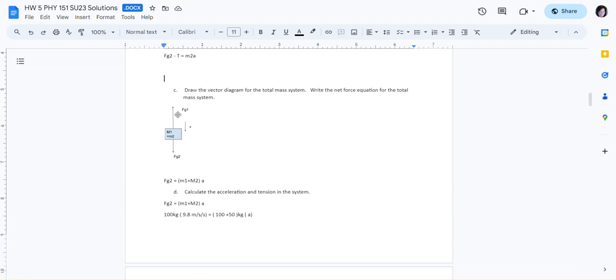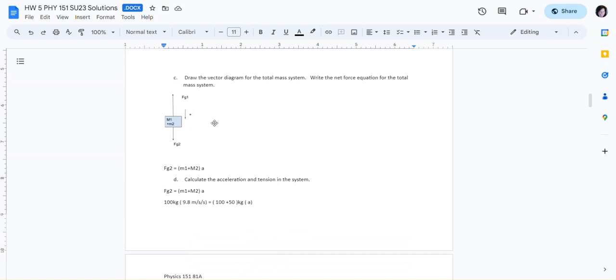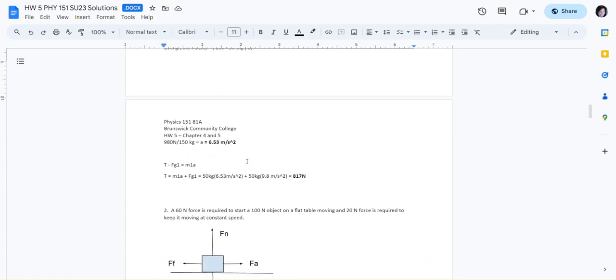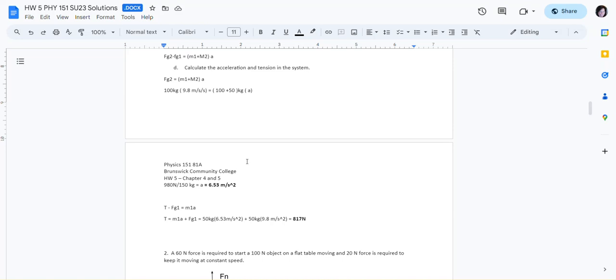Normal means perpendicular. So when you do the total mass system, you're only looking at the two outside forces acting on it. And one of the outside forces is FG2 and one is FG1. So you should have an upward FG1 and a downward FG2. In this case, the whole system would be moving downward, and so down is positive. So your net force would be FG2 minus FG1, and that is equal to the total mass times A, M1 plus M2. And most of you guys calculated everything correctly, so you did really good there.